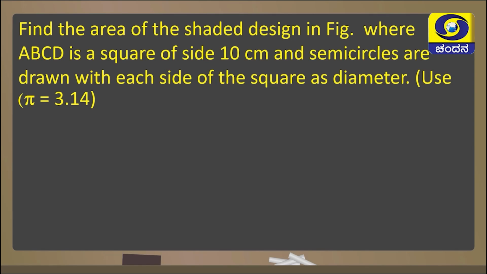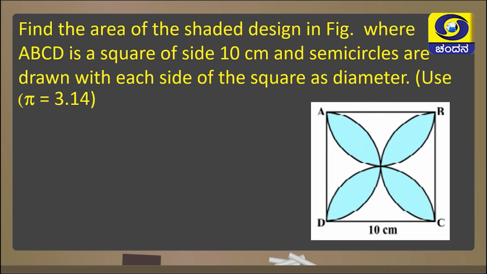Students, let us do one more problem. Along with me, you read the problem. Find the area of the shaded design in the figure. So the figure is like this, where ABCD is a square of side 10 centimeter and semicircles are drawn with each side of the square as diameter. Use pi equals 3.14. Here AB is the diameter for this semicircle, BC is the diameter for this semicircle, CD is the diameter for this semicircle, and AD is the diameter for this semicircle.